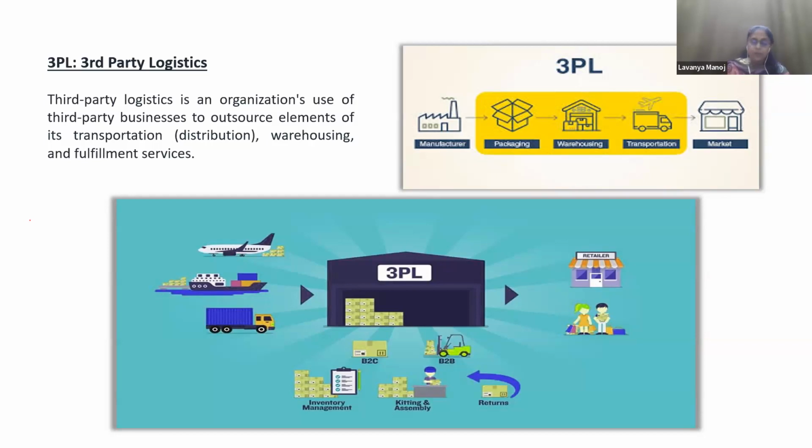So after 1PL, 3PL was the very famous logistic activity providing activity happening in ancient days. Okay, so the third party logistic provider, what do these persons do? They take care of transportation as well as the warehousing activities for the company.